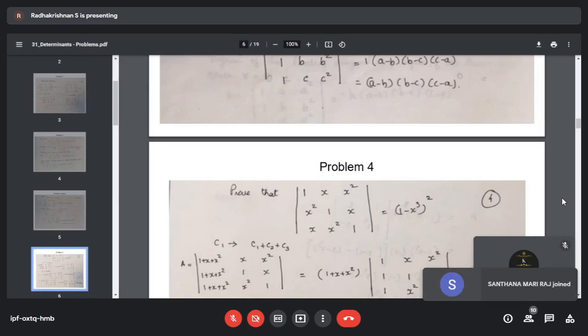Try it. How can we do it? To take out 1 minus x, what can we do? C2 gives C2 minus C3. C2 minus C3. Okay, so do that and see what happens.